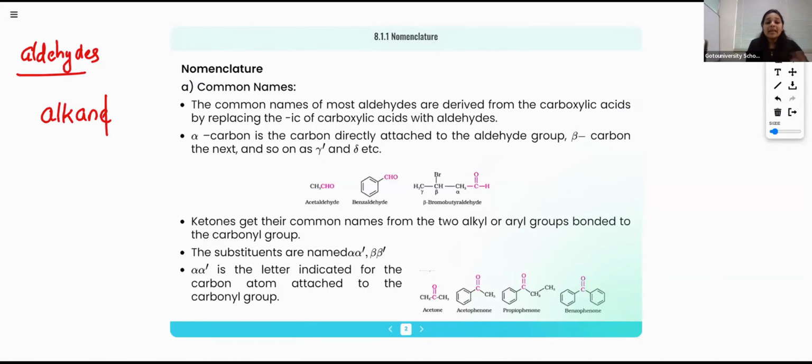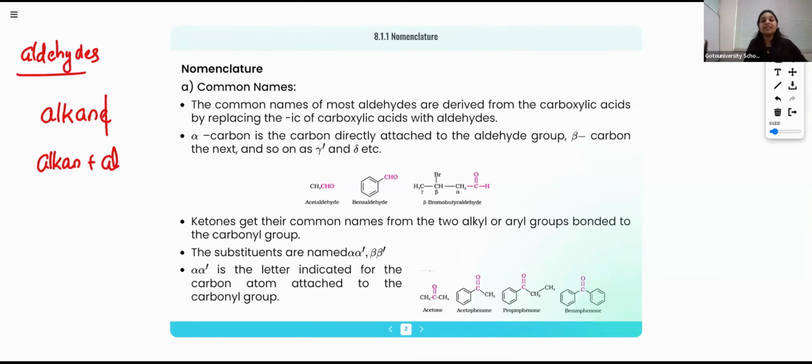Then what you have to do? Instead of this E, we have to add some suffixes. For aldehyde, it is one name. For ketones, it is another one. And for acid, it is another one. So if it is an aldehyde, it will be alkan plus al, alkanal. This is the IUPAC nomenclature I am telling. Understood? So the IUPAC nomenclature of the aldehydes will end with al. So it will be alkanal, like that.